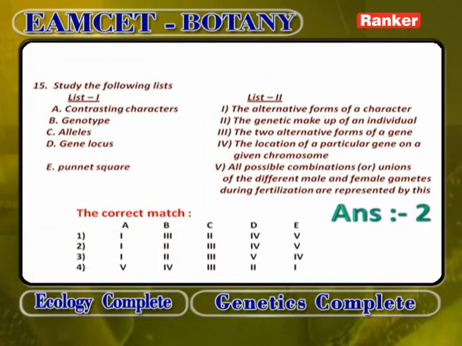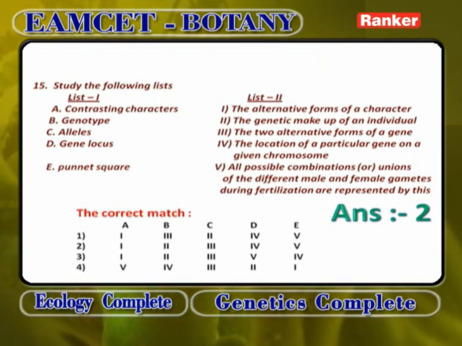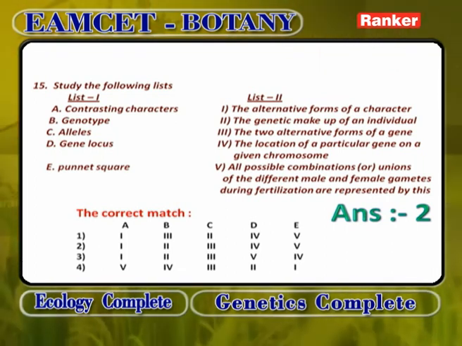Now, this is a matching. Contrasting characters, genotype, alleles, gene locus, Punnett square. The alternative forms of a character, the genetic makeup of an individual, the two alternative forms of a gene, the location of a particular gene on a given chromosome. All possible combinations or unions of different male and female gametes during fertilization are represented by this. Answer is second. A is 1.